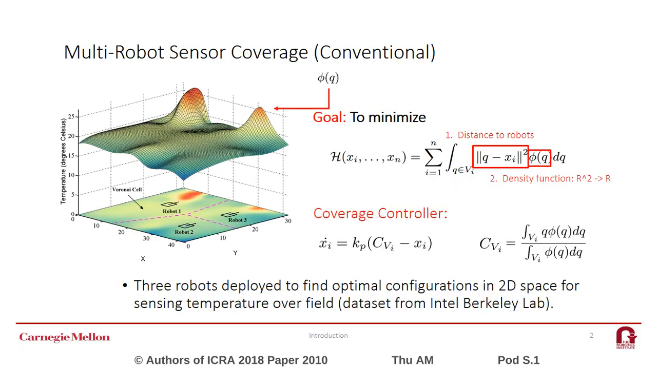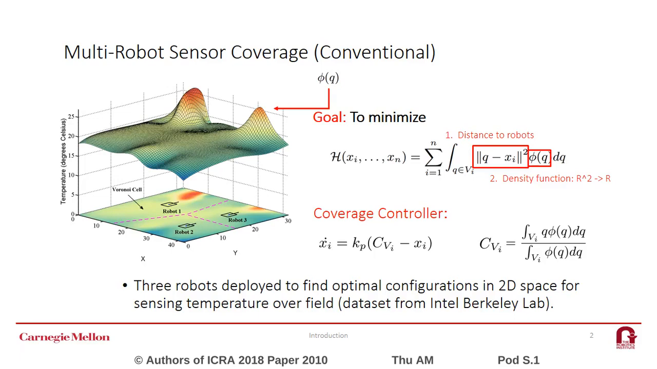For each robot i, as well as its corresponding partition Voronoi cell Vi, the optimal coverage controller is well known as the one that drives the robots towards the centroid of the Voronoi cell. And the centroid of the Voronoi cell, capital CVi here, can be computed from the partition Voronoi cell as well as the density function.